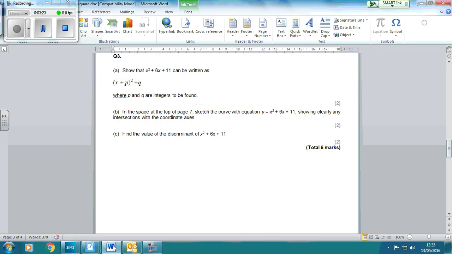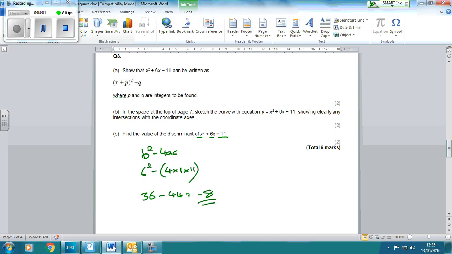Next part of the question, find the value of the discriminant of this. So the discriminant is b squared minus 4ac. And obviously if you've done enough revision, you'll have come across the discriminant dozens of times already. So b is a value of 6, a is going to be 1 because it's the number in front of the x squared, so it's 1 lot of x squared, and c is going to be the plus 11. So the discriminant is going to be 6 squared minus, then in brackets, always do this bit in brackets, 4 times 1 times 11. So it's going to be 36 minus 44, which equals minus 8.